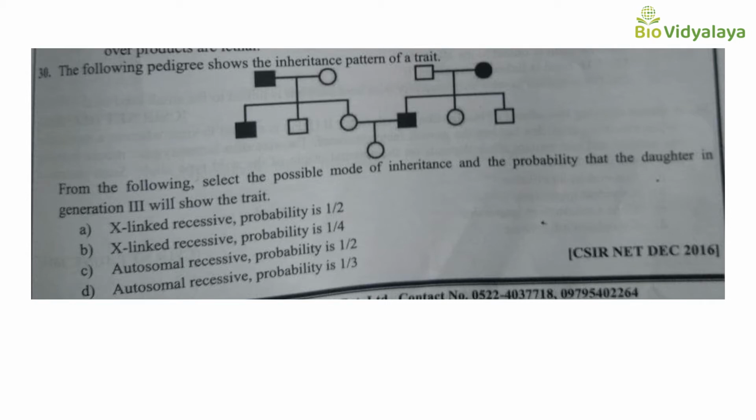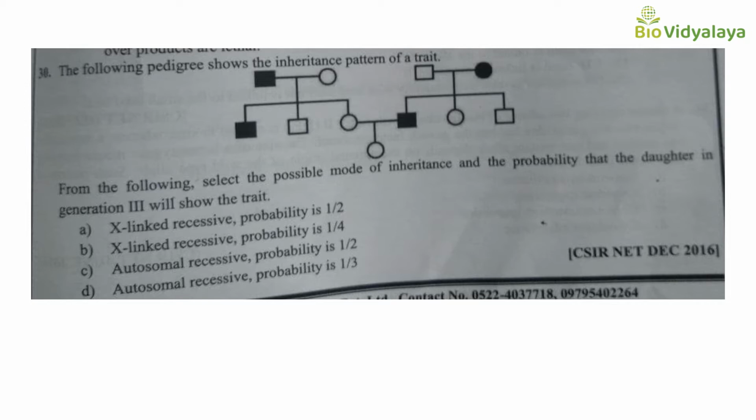This is a question from CSIR NET December 2016. I hope you all have tried to solve this question. Let's see what the answer is. The question is: the following pedigree shows the inheritance pattern of a trait. From the following, select the possible mode of inheritance and the probability that the daughter in generation 3 will show the trait. Option A, X-linked recessive, probability 1 by 2.